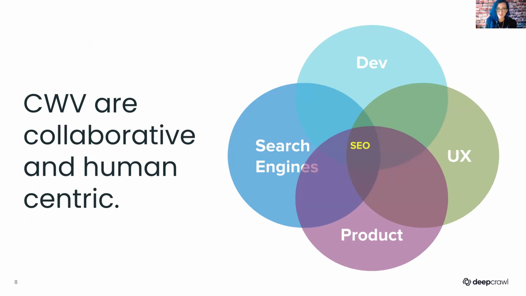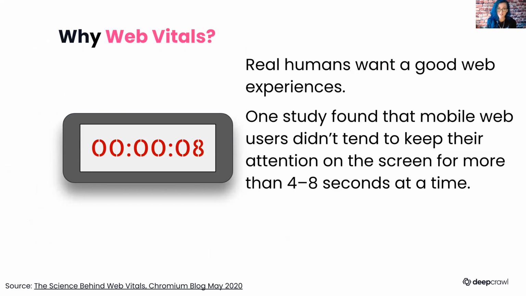What you're going to learn today is not going to be anything you can execute alone. Core Vitals are collaborative. There's some cooperative magic that involves dev, UX, search engines, products, all overlapping into SEO. Because, well, real humans want good experiences. And 8 seconds is how long you have for a user's attention on a single screen. That's how long you have to load your content to get them to complete interaction, to get them to move forward.